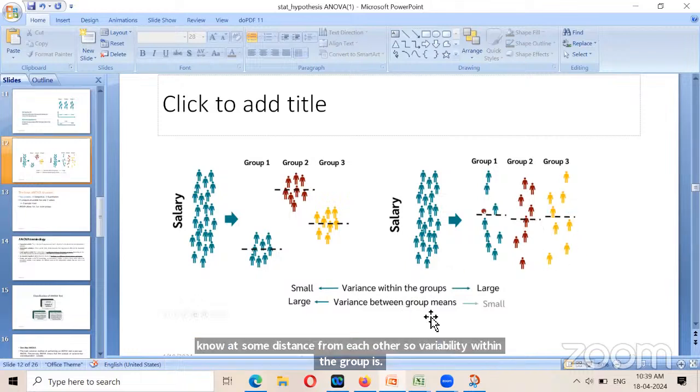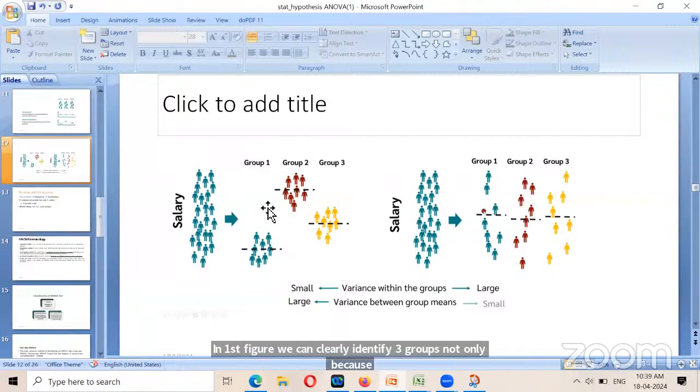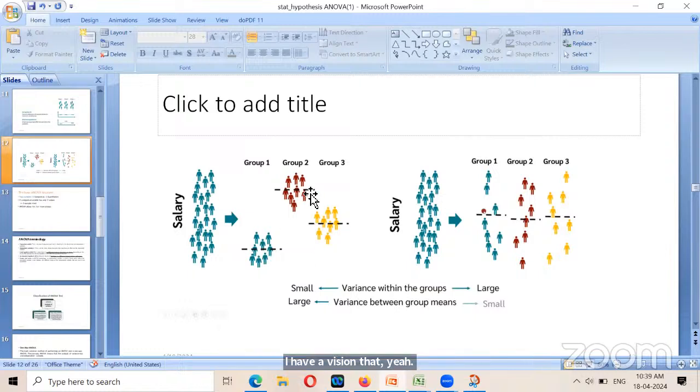But variability between the groups is small. We cannot clearly identify them as we do in the first figure. In the first figure, we can clearly identify 3 groups, not only because they have different colors, but because we can see that they are separately put together. But in the second figure, if the colors were not different, it would be difficult for us to identify whether they belong to different groups or the same group. So variance between the groups here is small, right? This group variability is a key point.